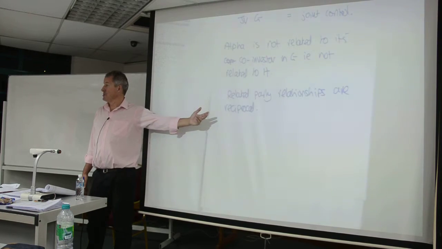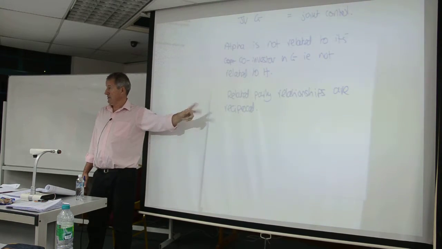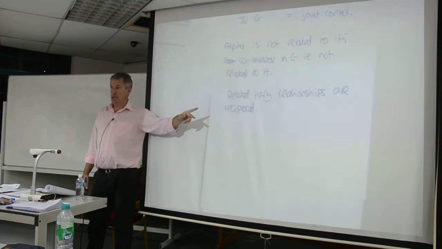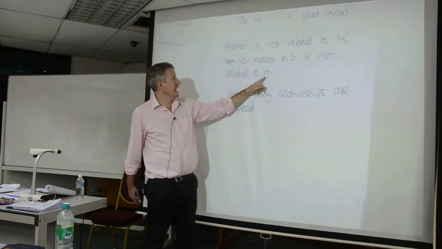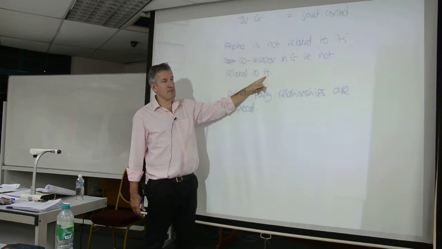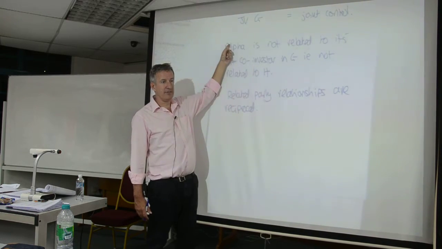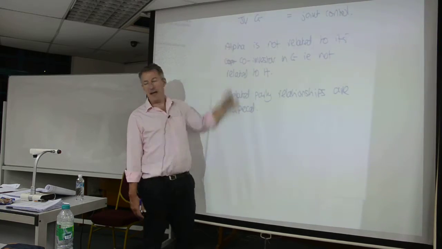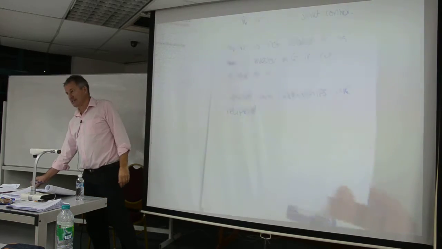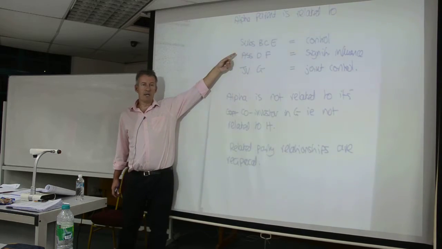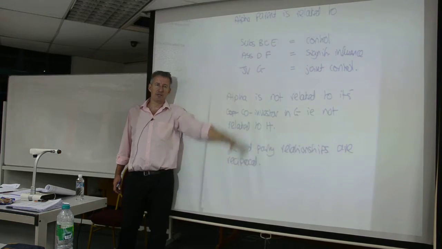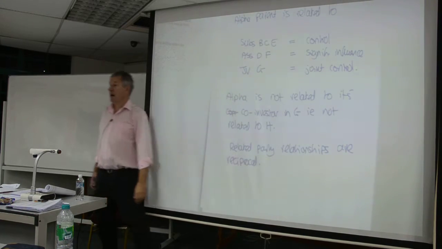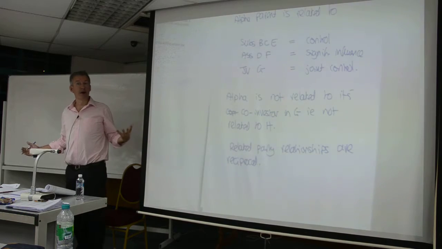So a reciprocal arrangement is a two-way street. By definition, a related party relationship is a two-way street. If I have said alpha is not related to H, then I'm not going to waste my breath by saying H is not related to alpha. If I have said that alpha is related to its sub, when I start to consider the sub, I'm not going to say the sub is related to alpha, because it's just repetition. So there's a limit to my patience. We've got to look at the number of marks available.